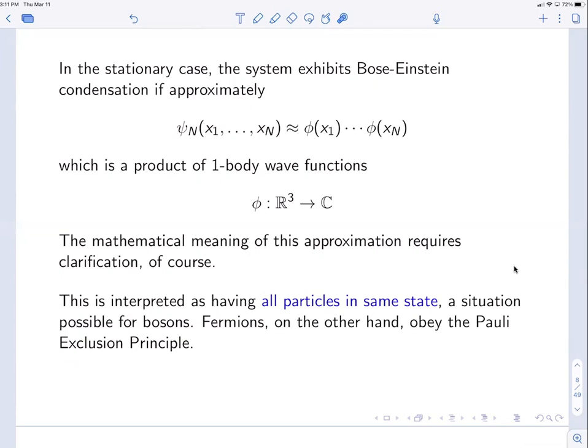And the mathematical meaning of this approximation requires some clarification, of course, and that's the substance of the talk, because what we mean is that this approximation becomes valid as N tends to infinity, but as N tends to infinity, we're talking about functions on different spaces. Right? This is a function in L2 of R^3N, and then N is taken larger, so we have to be precise about the meaning of that. But this statement is interpreted physically as all particles belonging to the same state. So this is a situation which is possible for bosons, and fermions, on the other hand, obey the Pauli exclusion principle.